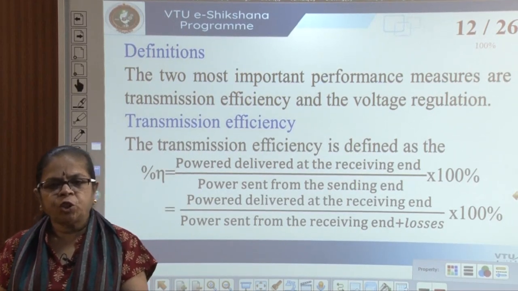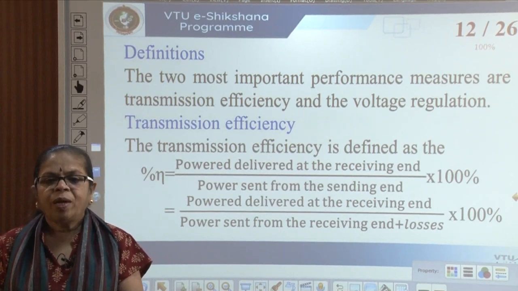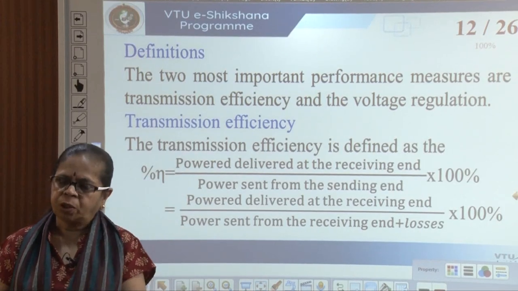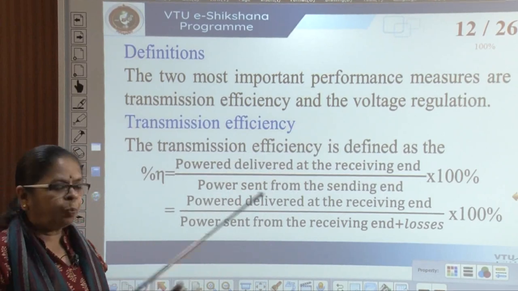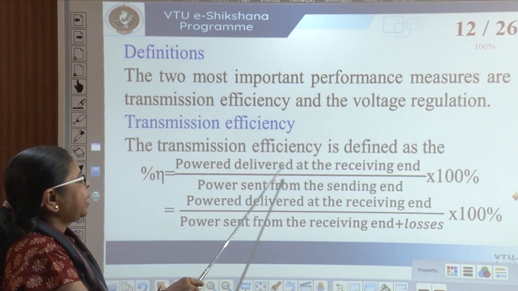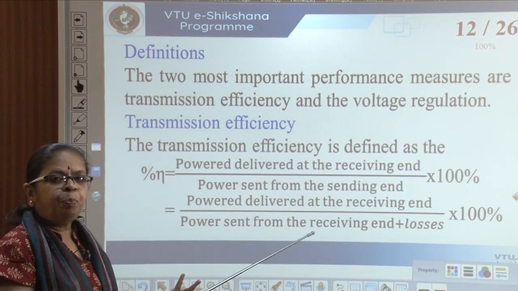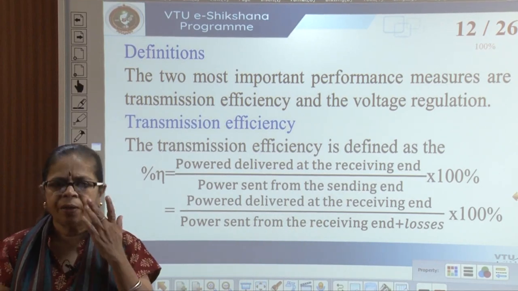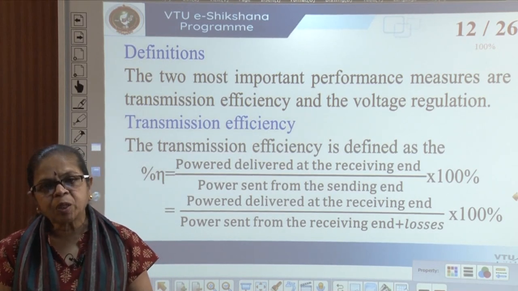So, now two definitions are very important, as we saw. One is the transmission efficiency. Efficiency, we always know, is output by input for any device, any system. So, here the output, where is the output? The output is at the receiving end. So, power delivered at the receiving end, and where is the input? Sending end, divided by power sent from the sending end into 100. Normally, the efficiency is always quoted in terms of percentage.